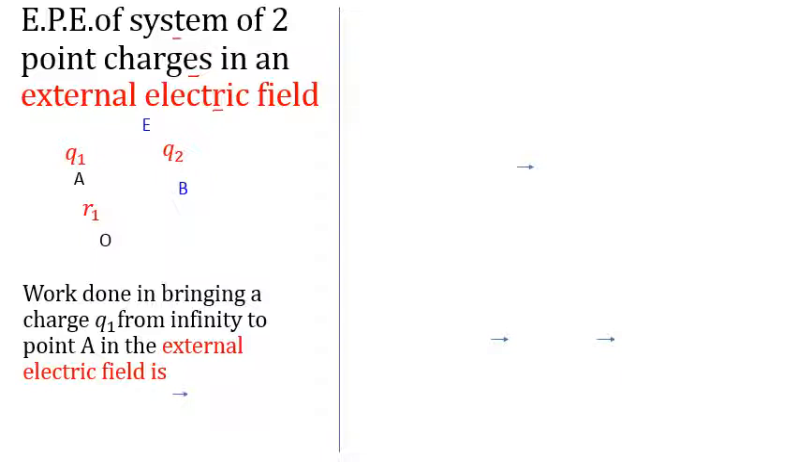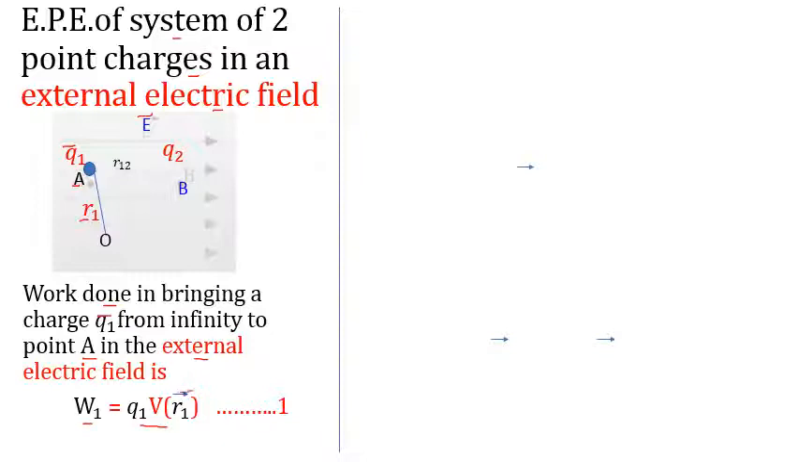In this case, what we have to do? Work done in bringing charge Q1 from infinity to point A in external field. This means, see, this is point Q1, we have to assemble at A, which is at a distance R1 from O in this external electric field. What we have to do? Work must be done, and this work is nothing but, we can write down formula for work, W1, which is nothing but Q into V, that is Q1 into V of R1, and R1 indicates the particular position.